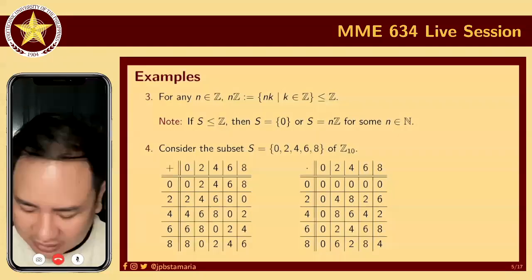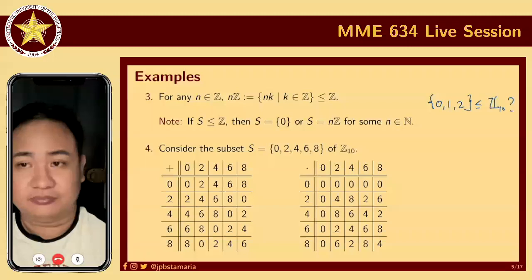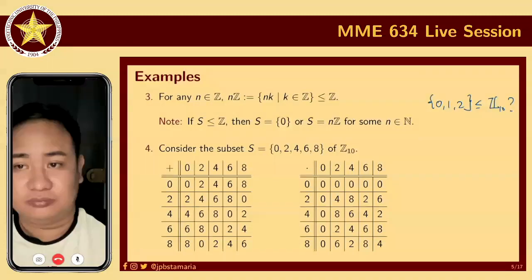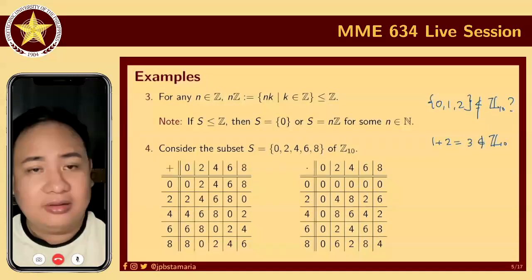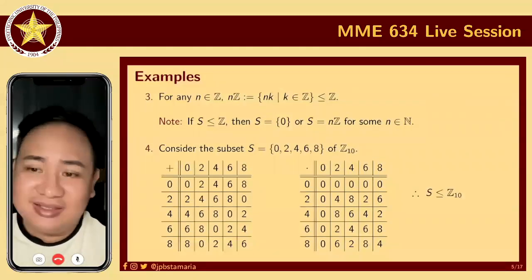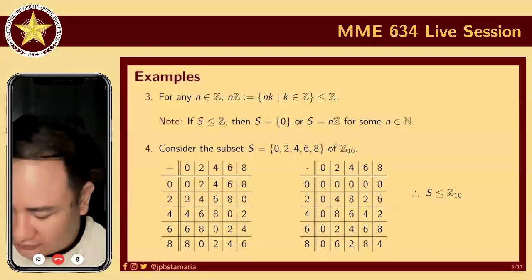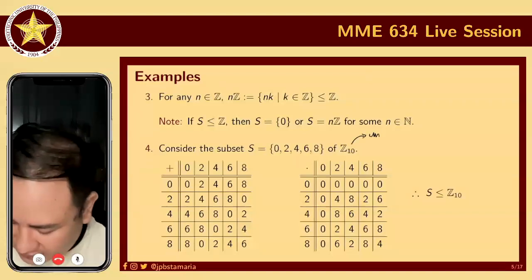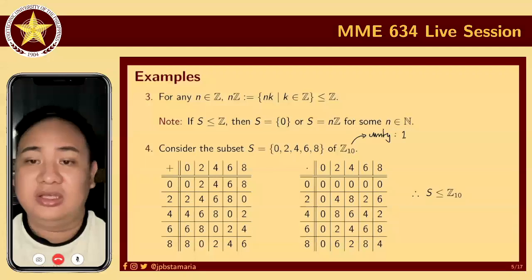But for example, this set 0, 1, 2, is it a subring of Z sub 10? No, because 1 plus 2 is 3, which is not in the set. It needs to be closed under the operations. But in this case, this S is a subring. Now, do you know what is interesting here? Look at this. Z sub 10 is a commutative ring with unity. In fact, the unity of Z sub 10 is 1. When you say unity, it is the multiplicative identity.